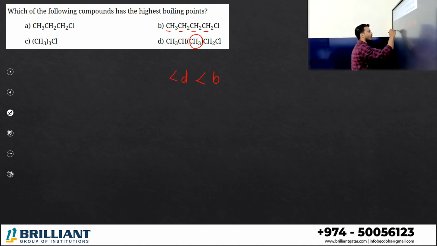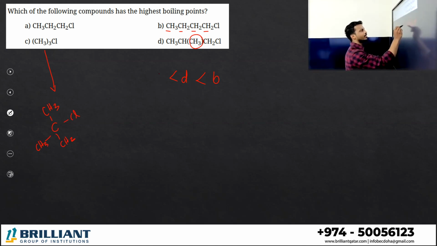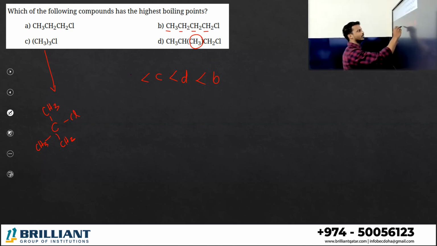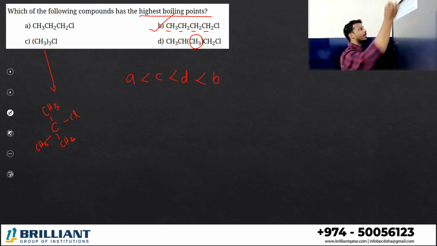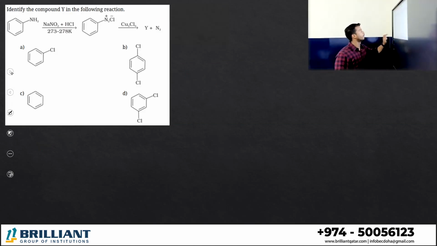But option C, all of you look at option C. What is this compound? Tert-butyl chloride. Here you can see more branches are there. So option C is lesser. Then a lesser number of carbon atoms is present in option A. So this is the correct order. The question is which one has the highest boiling point? Let's go with option B. Okay, let's go to the next question.